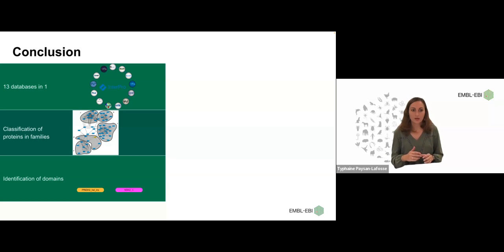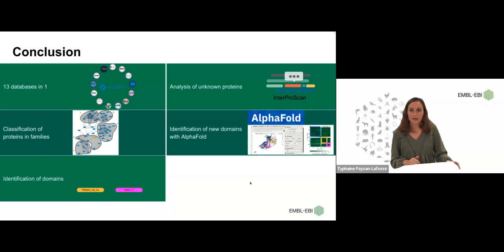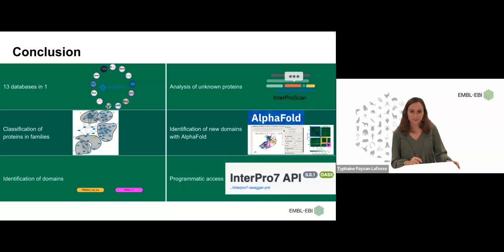It also allows the identification of domains in proteins, and sites and repeats. It also allows you to analyze unknown proteins using the InterPro scan software that we have underlying the sequence search, and that is also available for download. And finally, it can be used in combination with the AlphaFold predictions to create new domains that are missing from current annotations. Again, it is accessible through the InterPro API for programmatic access and further bioinformatic analysis.